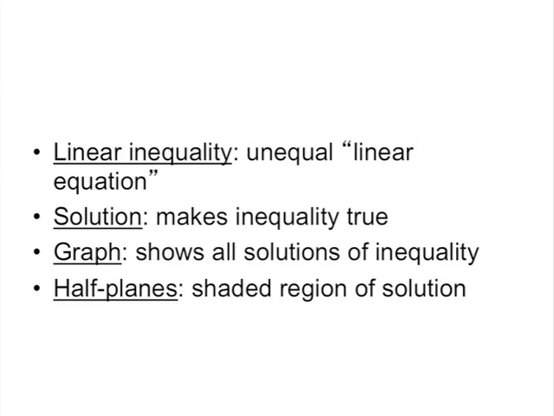So a linear inequality is like an equation except it's not equal. An equation is equal, an inequality is not equal. So we're going to have a greater than or a less than in here. A solution is something that makes it true. And the graph will show those solutions. They're what are called half planes, which means that half of our graph area is going to be shaded. And that will be the region of our solution.